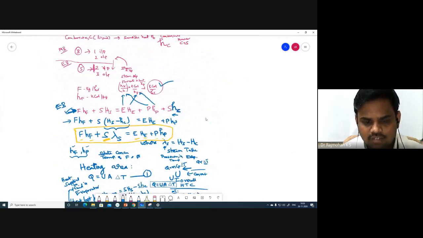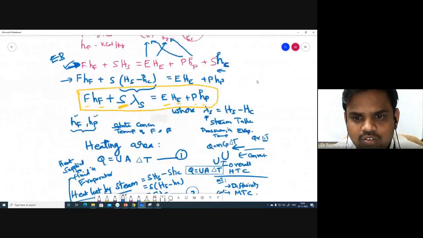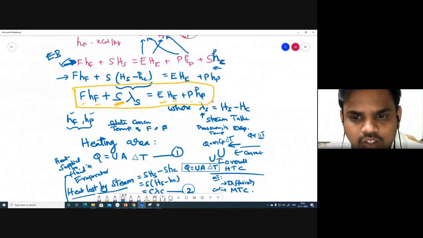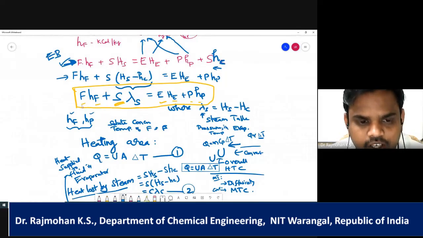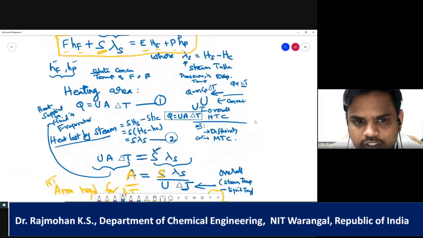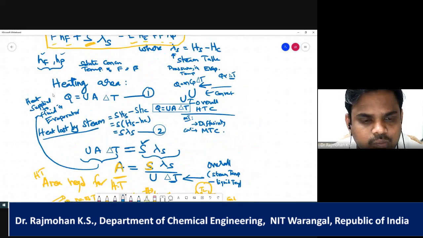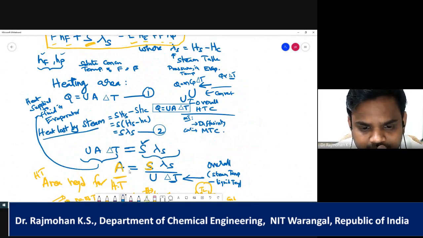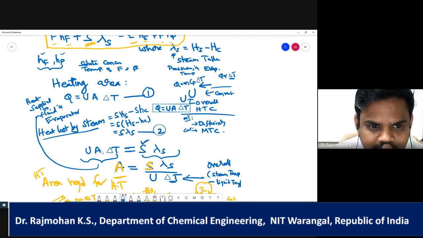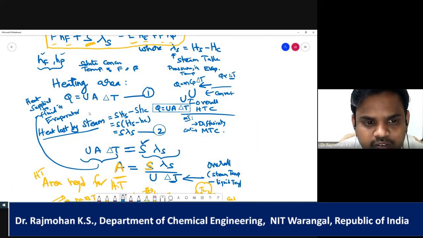Just recall, refer to the previous lecture video, and go through how we obtained this energy balance. The energy balance equation is F into HF plus S into lambda S equal to E into HE plus P into HP, and we have defined each term. Also we have seen how to determine the heating area. The heat transfer area required can be calculated once we obtain the S value. Once we have the S value, the heat lost by the steam is equal to the heat gained by the evaporator system.